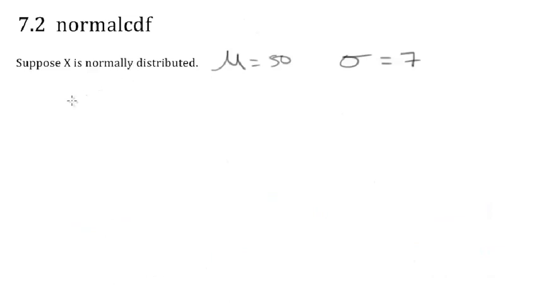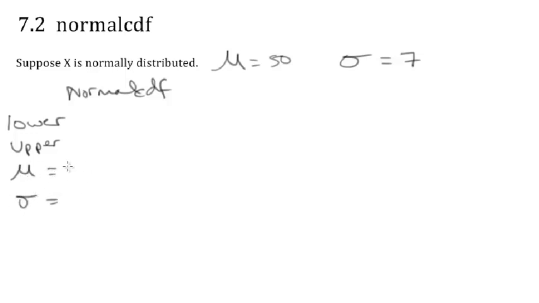Okay, so this is what normal CDF looks like in your calculator. If you've got one of the newer calculators, it'll say normal CDF at the center of the screen, and then you'll have these choices here. It'll ask for lower, it'll ask for upper, it'll ask for the mean, it'll ask for the standard deviation. Now I'm hoping these are pretty straightforward. The mean is 50, the standard deviation is 7. What's the lower and the upper?